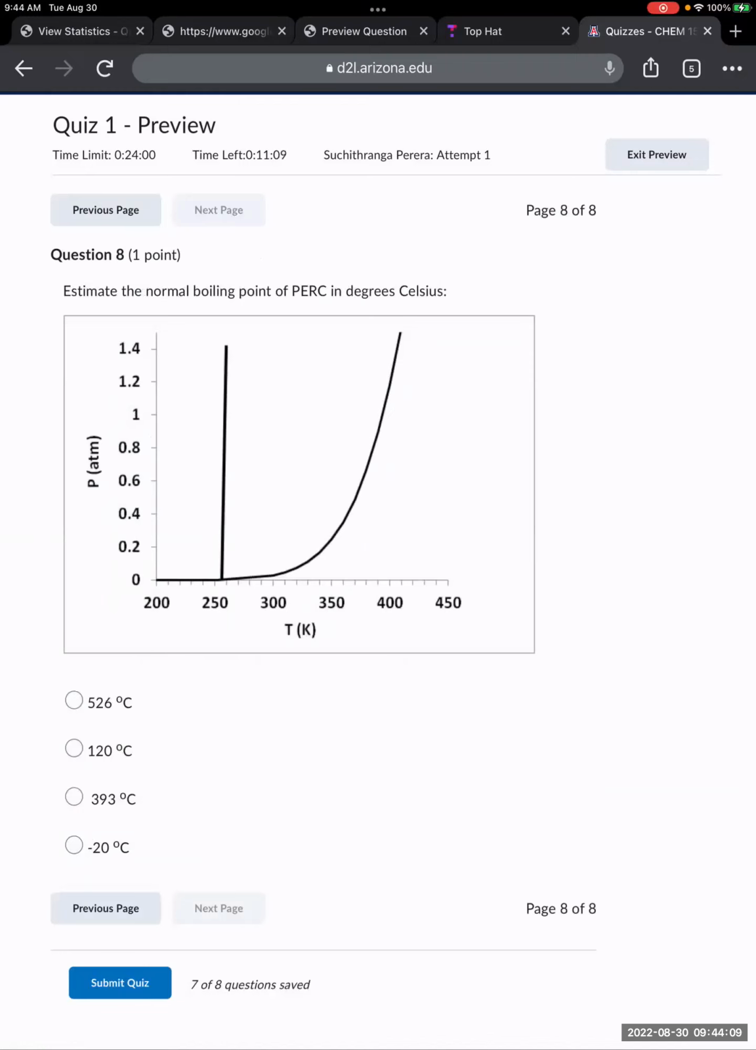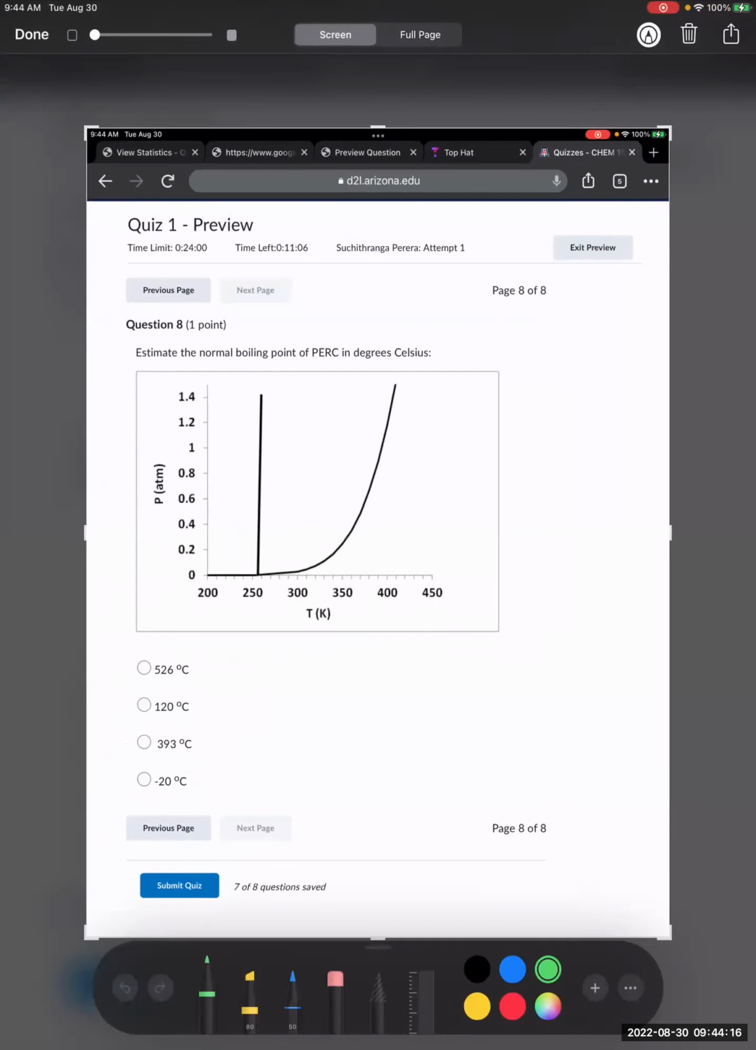Moving on, question 8. That's our last question. Okay, let me take another screenshot and working with that. Okay, so again, we have the solid, liquid, gas. Okay, so that's the first thing I want to do when I see a phase diagram. Okay, so I just mark where my phases are: solid, liquid, and gas. Anyway, estimate the normal boiling point of the substance in degrees Celsius. Okay, now what we want to do is normal.